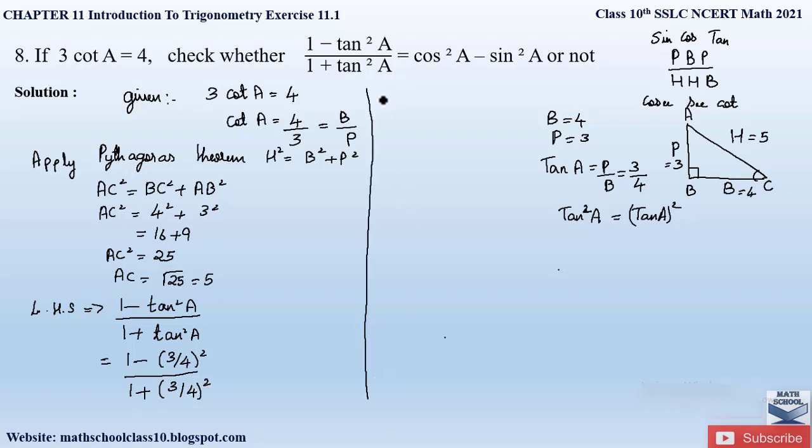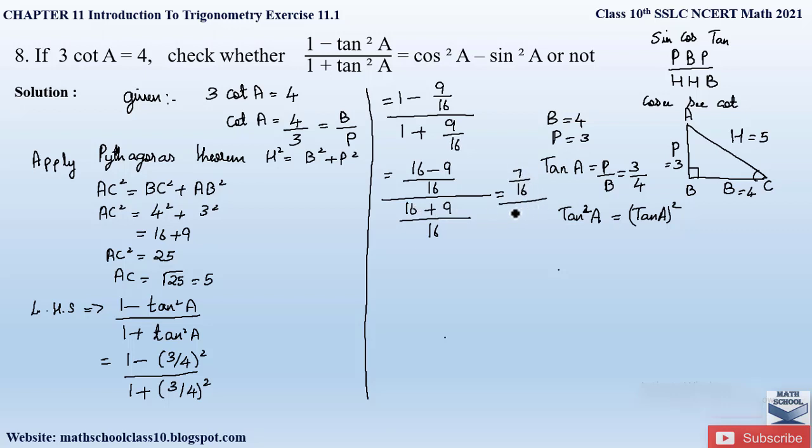So this will be equal to 1 minus 3 square is 9 divided by 16, divided by 1 plus again 3 by 4 the whole square, that is 9 divided by 16. So let us take the LCM here. So we will have 16 minus 9 divided by 16, the whole divided by 16 plus 9 divided by 16. So 16 minus 9 is how much? It is 7 divided by 16, the whole divided by 16 plus 9, which is again 25 divided by 16.